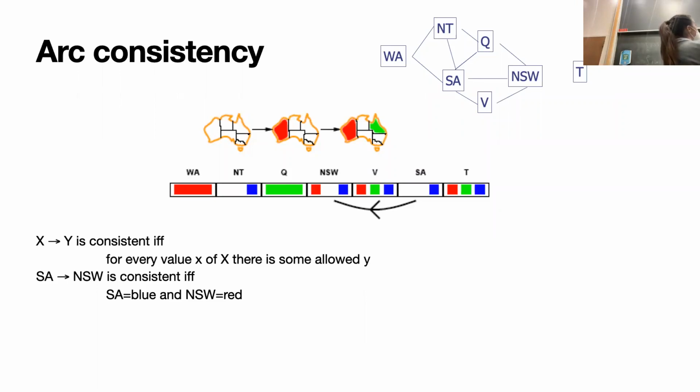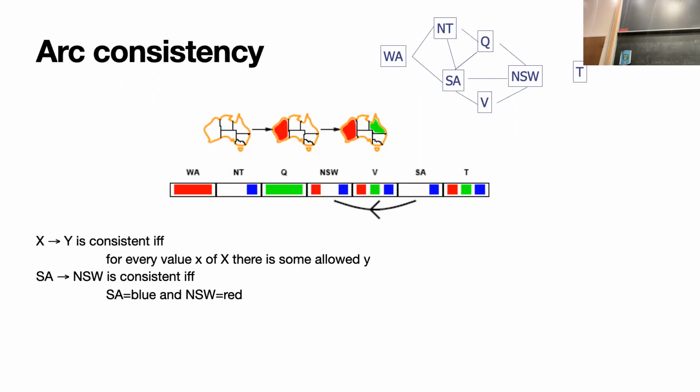It is, again, directional. X to Y, so the arc that I draw from SA to NSW, you see a directional arrow here between South Australia and New South Wales. So this is consistent if and only if for every value of X, so for every value here, there is some allowed Y. It's not checking the other direction. It's just saying that for every value of X, there is some allowed Y, okay?